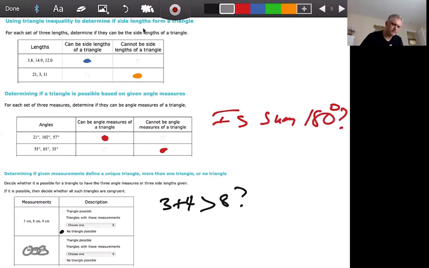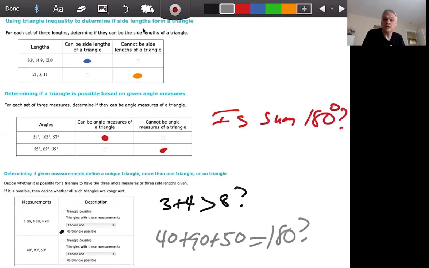Now angles, 40, 90, 50. 40 plus 90 plus 50. Does that equal 180? Yes, it does. But again, there is a triangle possible, but could there be more than one triangle with a 40, a 90, and a 50? I just showed you before that the angles don't give you the size of the sides, the SIZE of the SIDES. Let me give you one more quick example of that just to drive it home.